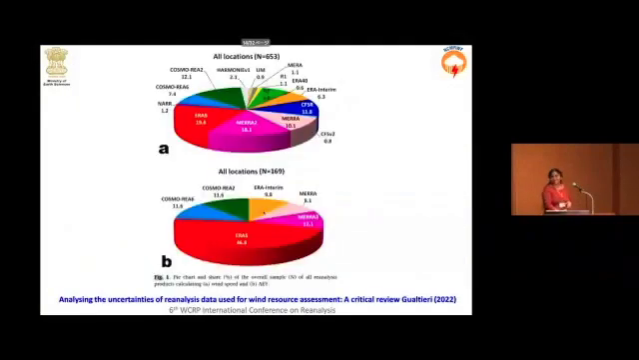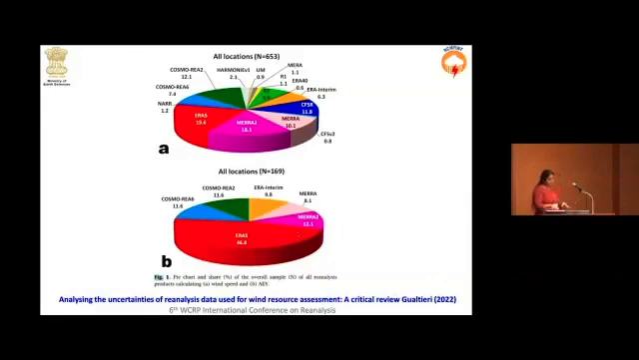So, these are the data sets they used in this particular study, Gualtieri et al. 2022. The top figure shows the number of locations and the percentage share of wind speed calculation they used from different reanalysis data sets, and the bottom figure, the pie chart, shows the annual energy yield from different reanalyses.